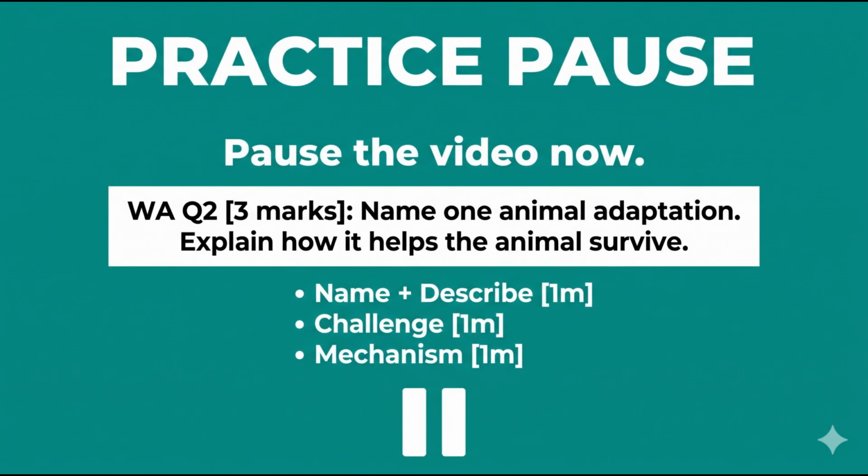Practice. Pause 2. Pause the video now. WA Question 2, 3 marks. Name one animal adaptation found in tropical rainforests. Explain how it helps the animal survive. Choose the animal adaptation you know most thoroughly. Write your full answer. Name and describe the challenge, the mechanism. When you are ready, unpause for the model answer.